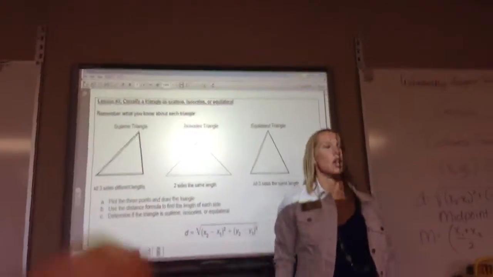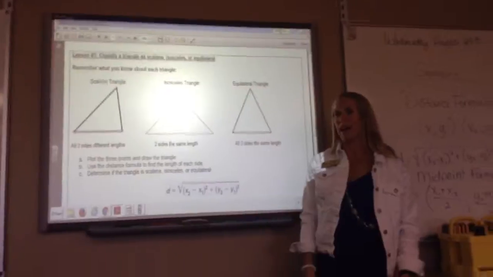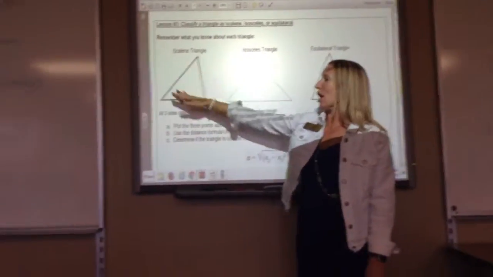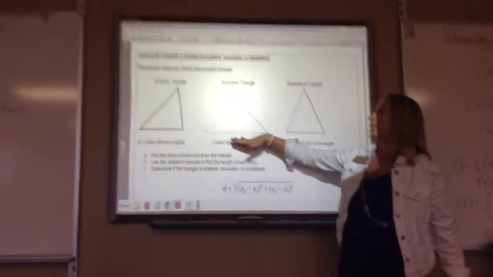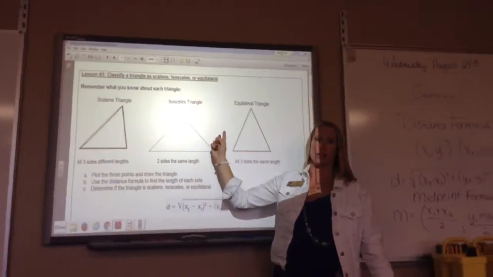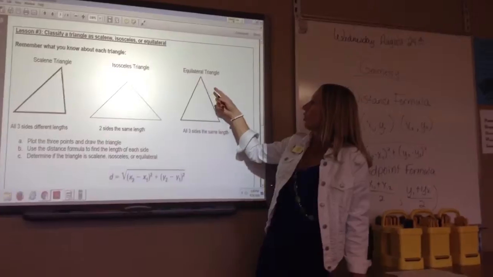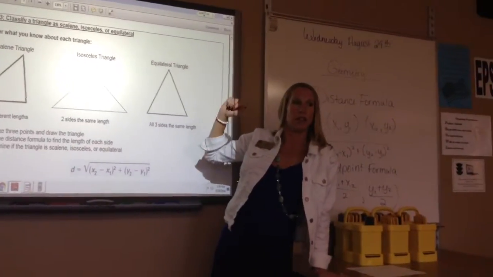I don't know if you guys know, but there are 3 different types of triangles. There's a scalene triangle, which means all 3 sides are different lengths. There's an isosceles triangle, which means 2 sides are the same. And then there's equilateral, which means all 3 sides are the same.